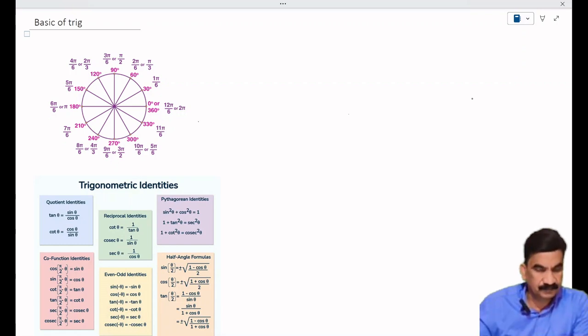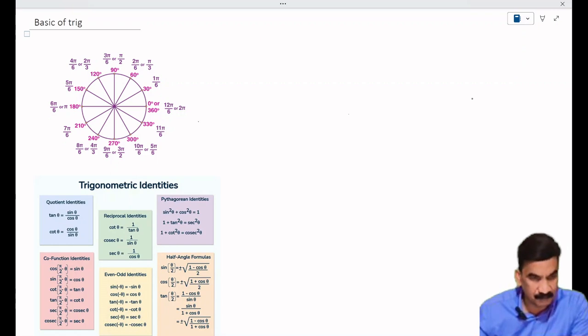Let's start with the basics of trigonometry. And these are very, very basic. In fact, please remember these. This is the most useful lecture because everything in trigonometry is built upon basics. I mean, every complex problem could be broken down to basics as such.